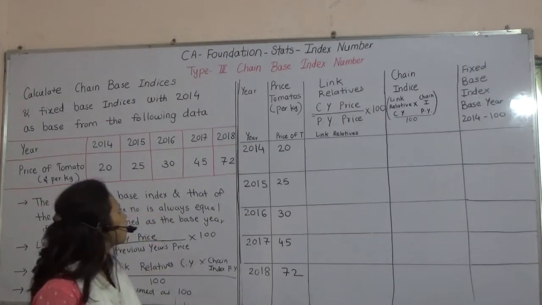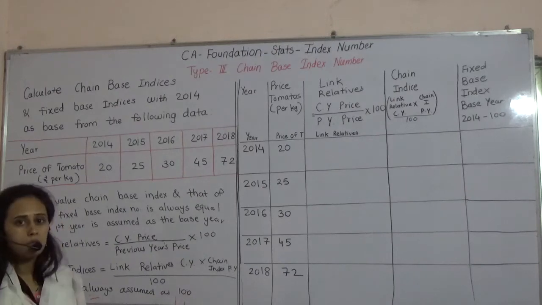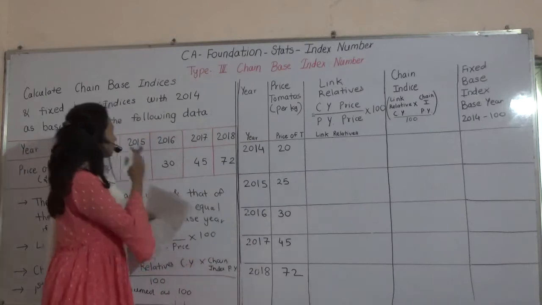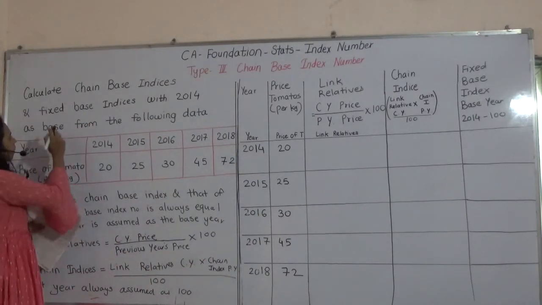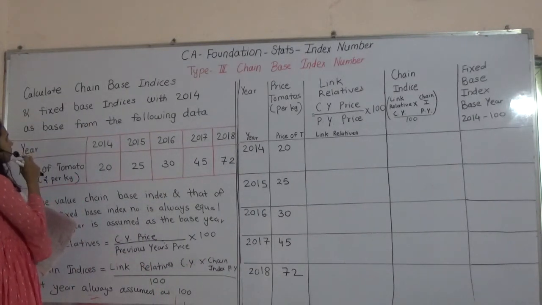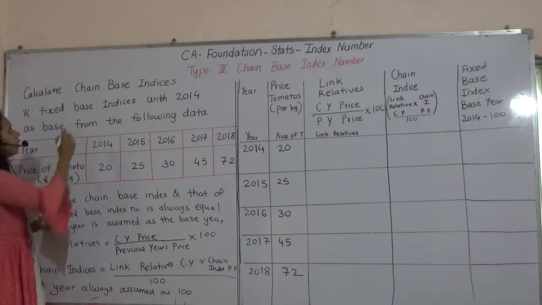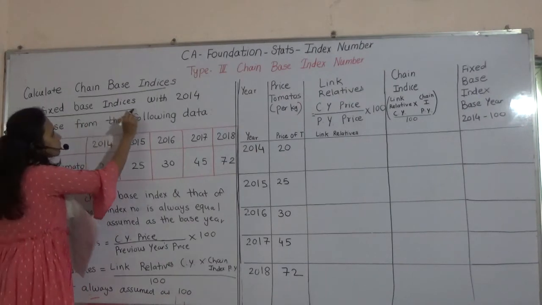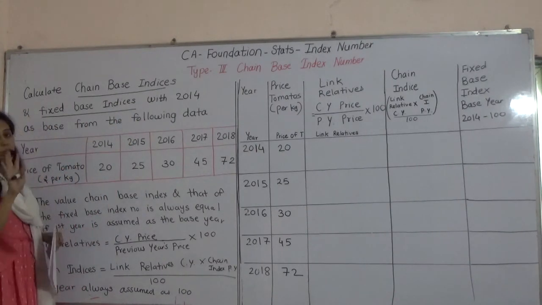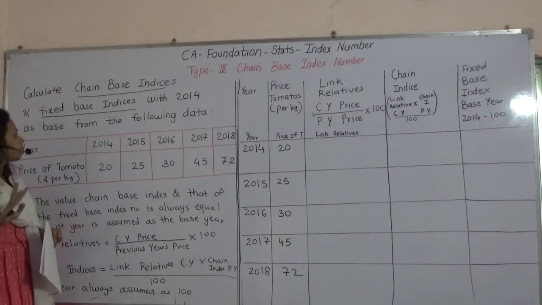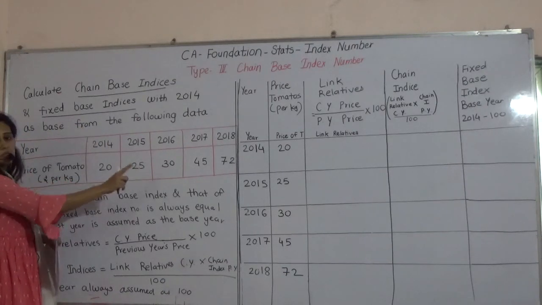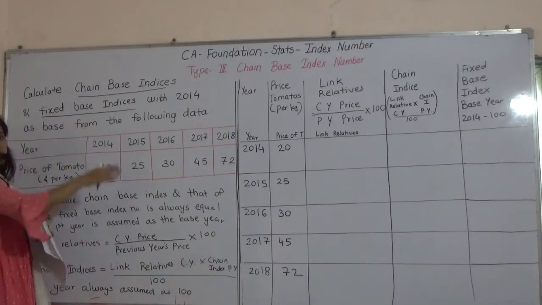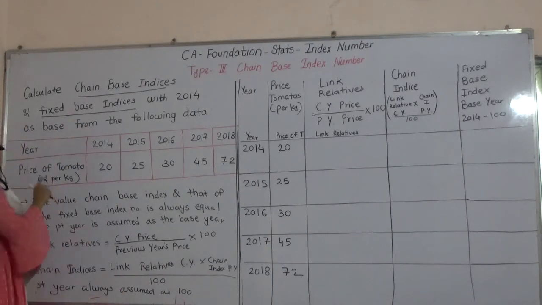Type, that is type 3, chain base index number. We'll start with the problem. Calculate chain base indices and fixed base. Now remember student, chain base is different and fixed base indices is different. The name indicates chain base and fixed base. Fixed base means what? Base is fixed. Chain base means what? There is one chain. When we solve the problem, you will understand the difference.